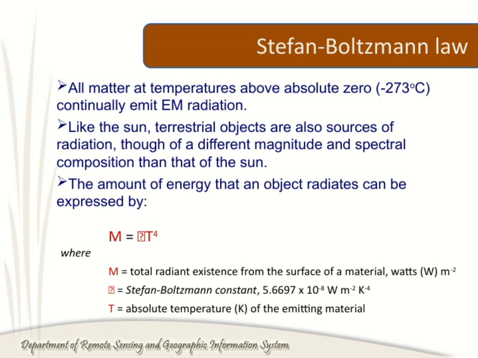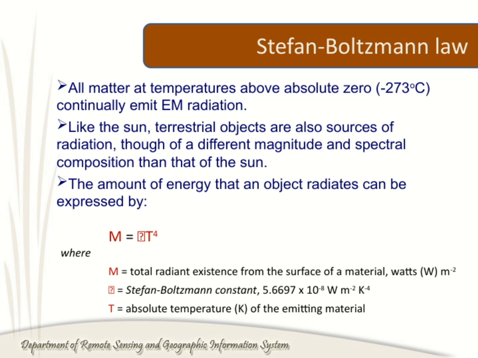Now, the key point here is that the amount of energy an object radiates can be described mathematically. This is where the Stefan-Boltzmann law comes into play. The law states that the total radiant energy emitted per unit area of a surface, which we call M, is proportional to the fourth power of its absolute temperature, T. Mathematically, we write this as M equals sigma times T to the fourth power.